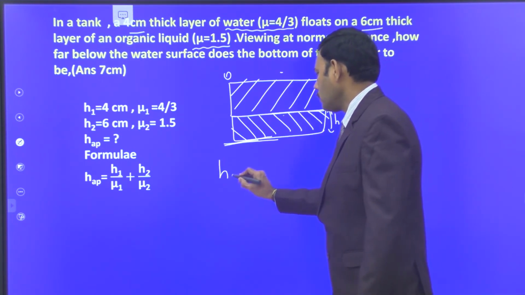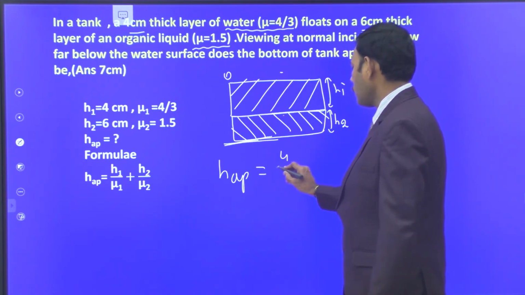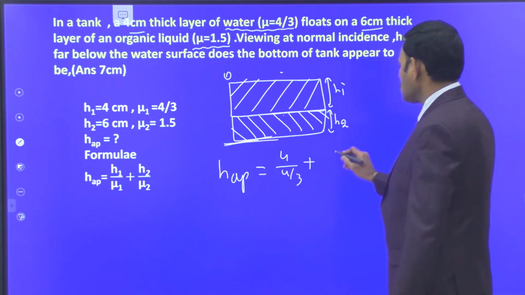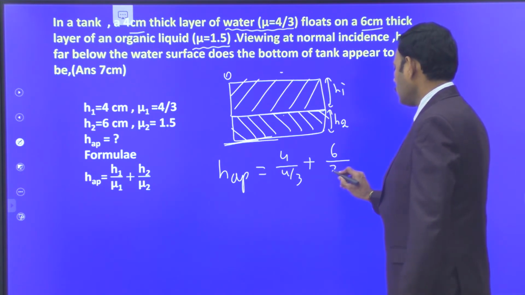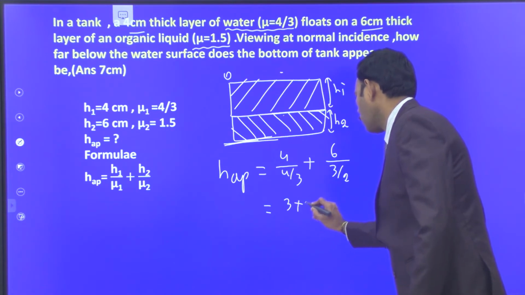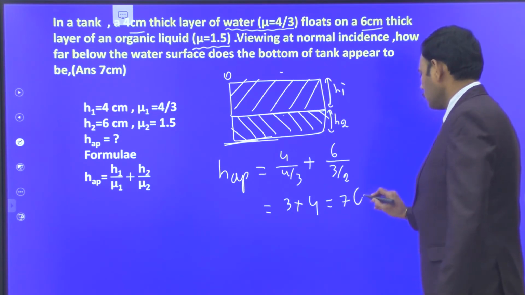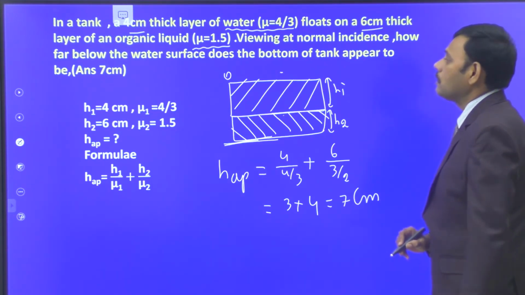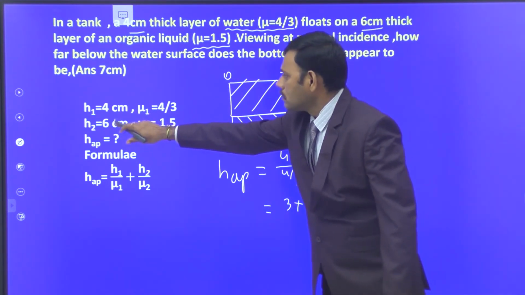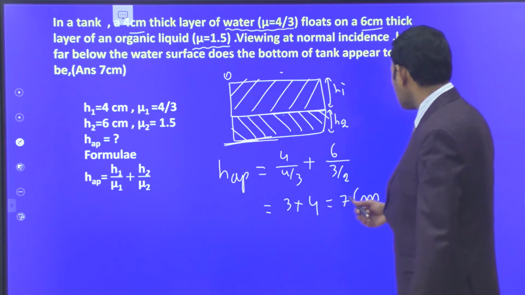So let us find out the value. H1 is 4 centimeters divided by 4/3 plus H2 is 6 centimeters divided by 3/2. So which is equivalent to 3 plus 4. 6 by 3/2 means 4, that is equal to 7. So apparent depth is 7 centimeters. Actually real depth is sum of 4 plus 6. It would be 10 centimeters real depth, but apparent depth becomes 7 centimeters.